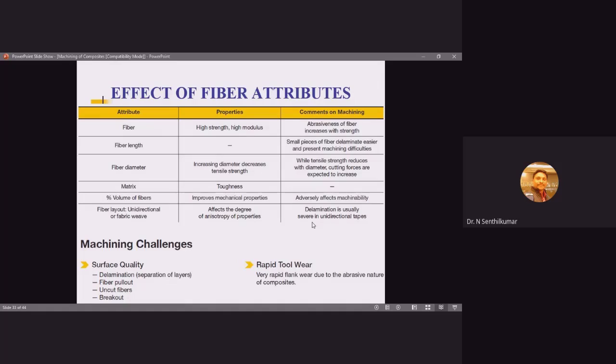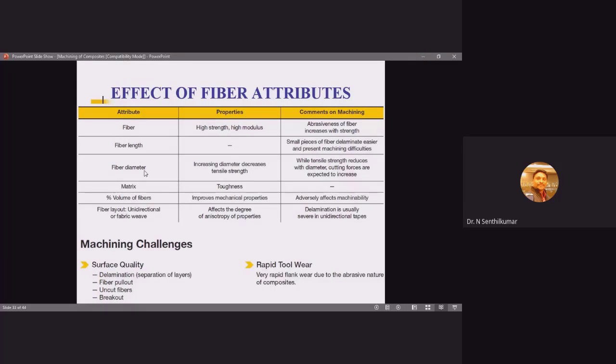If I am going to use high strength fibers, then they will also be abrasive. E-glass fibers, we will be using glass fibers. Glass fibers are of higher strength, but abrasive in nature. So if I use high strength fibers, the abrasiveness will be higher, so obviously higher tool wear will be there. If the tool wear is higher, the surface roughness will be higher. Then fiber diameter: the tensile strength reduces with the diameter, but the cutting forces will get increased.